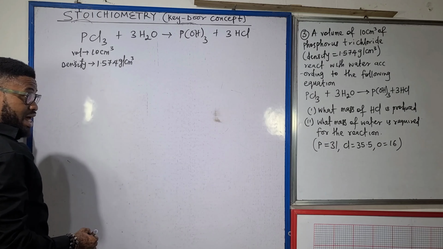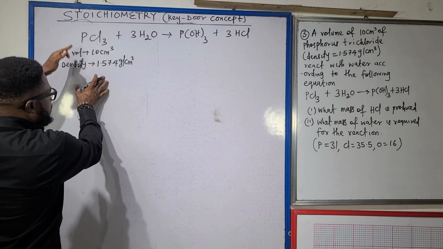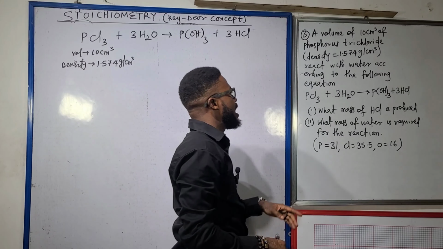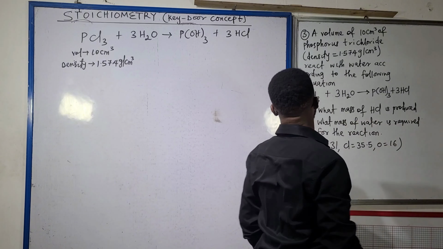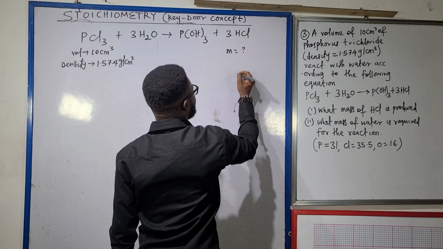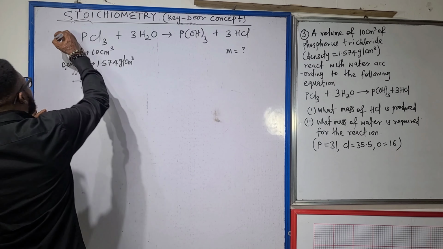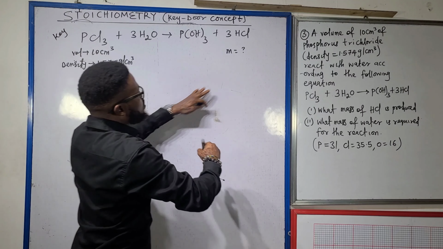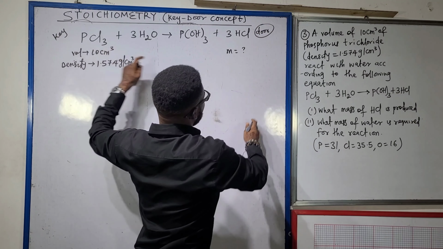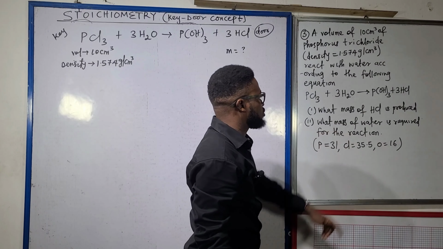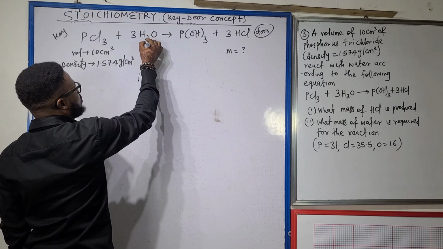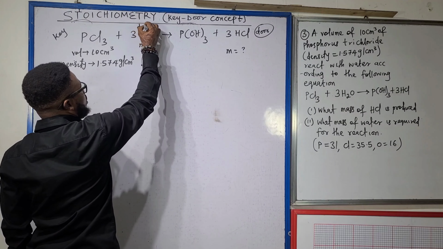So this is my key, because I have values about phosphorus trichloride, and I was now told to look for the mass of HCl produced. That is the question. So invariably this becomes my key and this becomes my door. I am to use this to unlock this. Also, what mass of water is required for the reaction? I was also told to look for the mass of water. This is also a door as well.